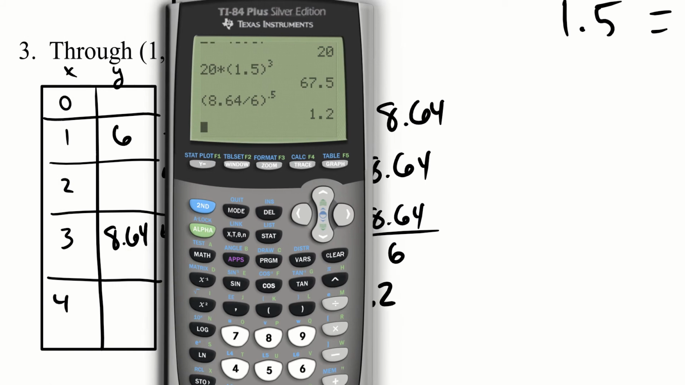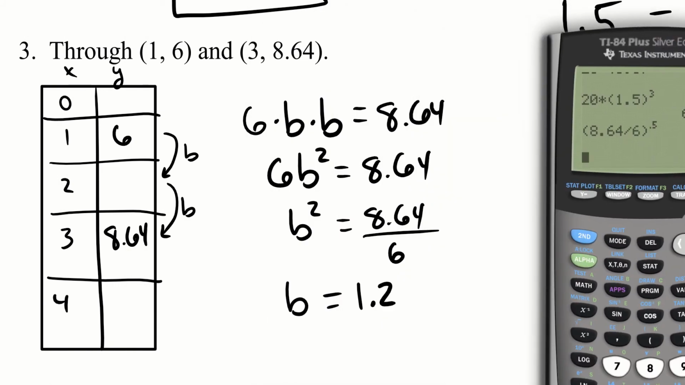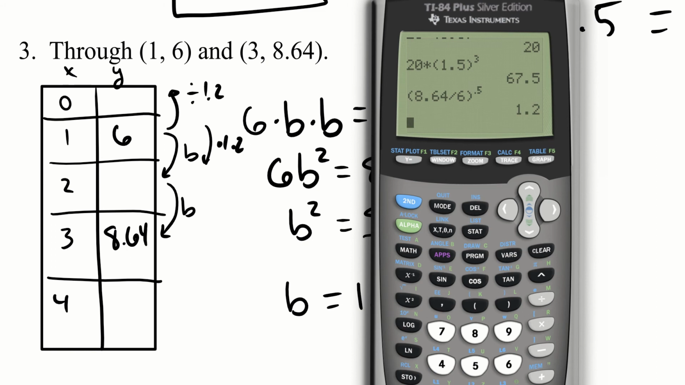Now what's convenient about that is if b is 1.2, I now have a roadmap for figuring out how to get my 0th term. Because as I move forward here, each time I move forward, I'm multiplying by 1.2. So if I want to go backwards one step, I'm just going to divide by 1.2. So if I take the number 6 and divide by 1.2, it should give me my 0th term, and it does. Well, I hope it does. It gave me the number 5.